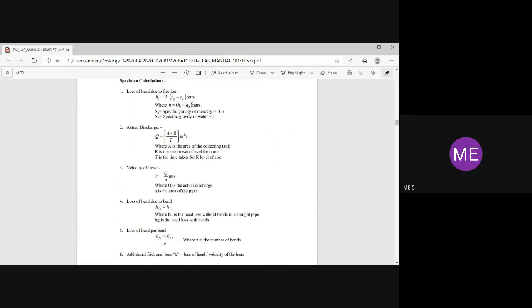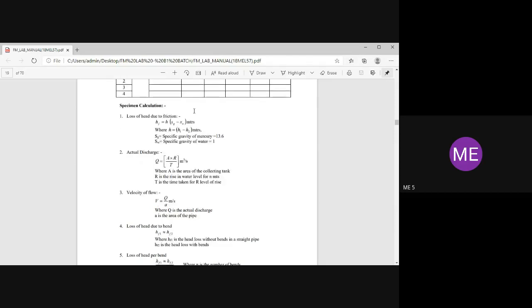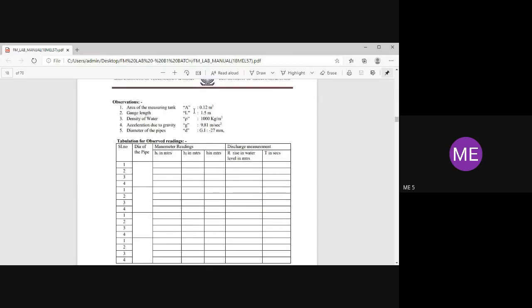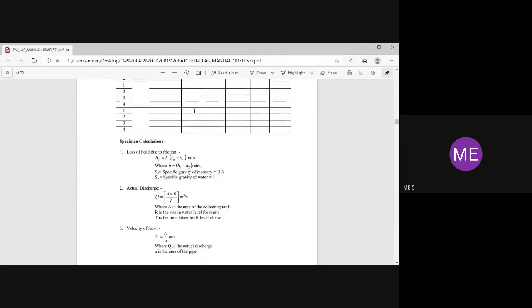That is, the first one is the loss of head due to friction. H is (Sg minus Sw), where H is H1 minus H2 in meters. H1 is the manometer reading in the left column, and H2 is the manometer reading in the right column.